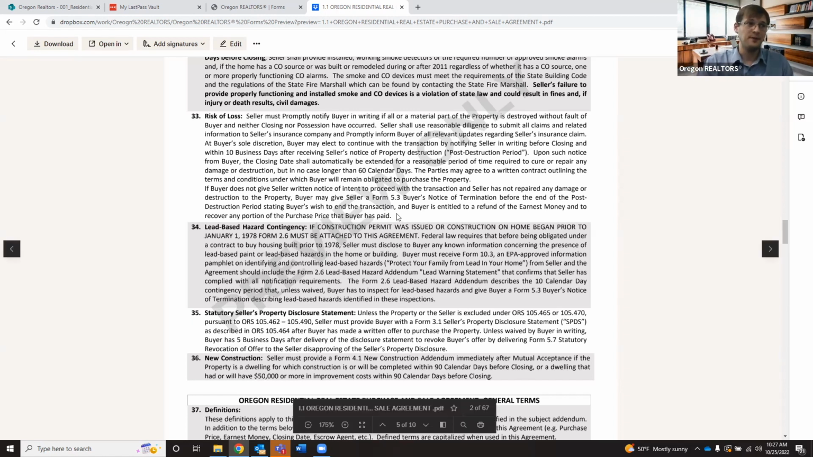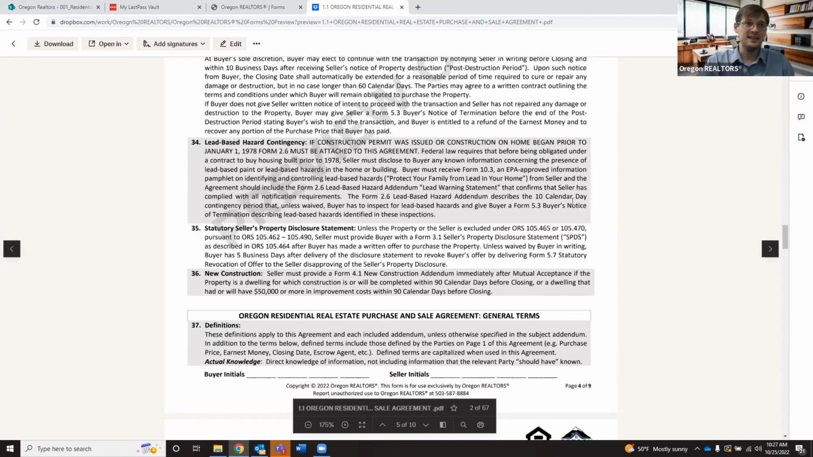So, for example, lead-based hazard, you have 10 business calendar days. You can modify that, but you have to modify it on your actual agreement to do a lead-based hazard.